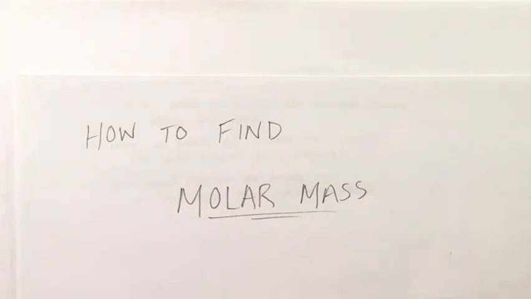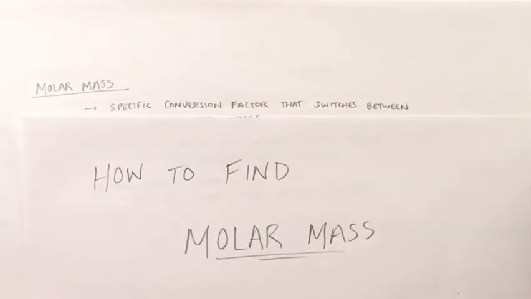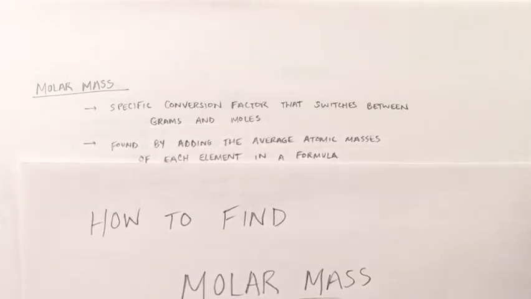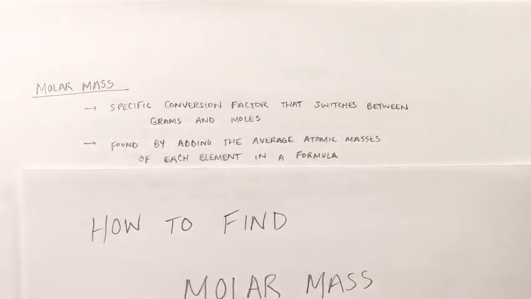Okay guys, in this video we're going to learn how to find the molar mass. The molar mass is a specific conversion factor that switches between grams and moles. It is found by adding the average atomic masses of each element in a chemical formula. So that will be given to you for the problems that I'm asking you to do.